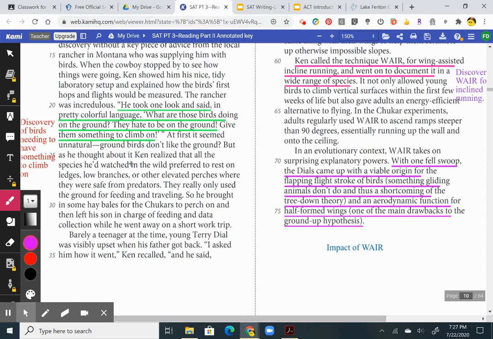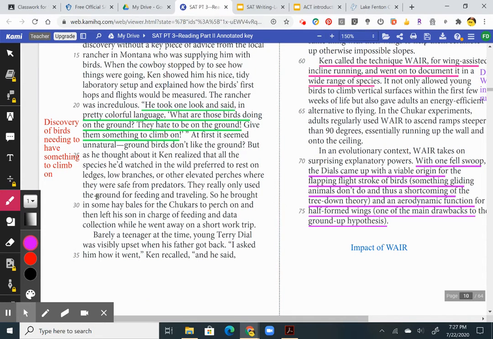He took one look and said, in pretty colorful language, "What are those birds doing on the ground? They hate to be on the ground. Give them something to climb on." So this discovery, that the birds need something to climb on, seemed important to me. At first, it seemed unnatural. Ground birds don't like the ground.